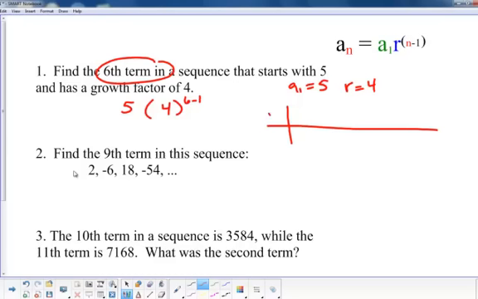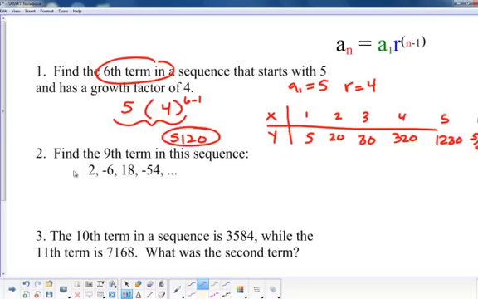Our first term is 5, and then every single time we're multiplying by 4. So our second term would be 20. Our third term would be 80. Our fourth term would be 320. Our fifth term would be 1,280. And our sixth term would be 5,120. So let's just make sure that's what we get. In the calculator, you're going to put 5 times 4 to the fifth, and sure enough, you get 5,120. A little bit easier than generating the whole table.